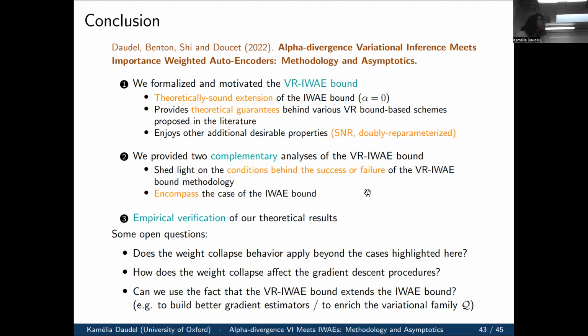Because what this tells us is that maybe we should try all the methods that have been used to improve on the IWAE bound, but try them on the VR-IWAE bound. This could be to build better gradient estimators, or just to play with this Q-phi, which I didn't give you too much detail about. We didn't delve into how general this Q-phi could be.